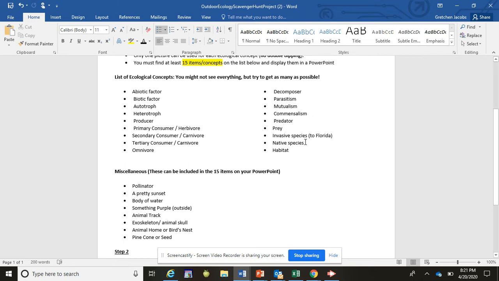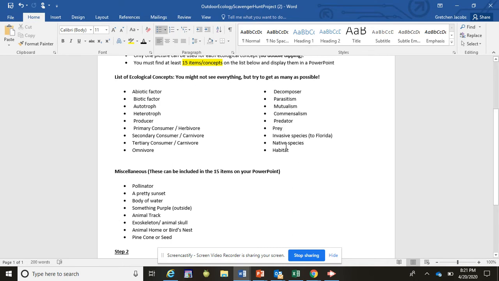I found one in my neighborhood that I'll show you in my PowerPoint. Also, geese, Canadian geese are from Canada. They're invasive, and so if you can find a goose and take a picture near a goose, that's an invasive species. Native species, anything that's just been in Florida.